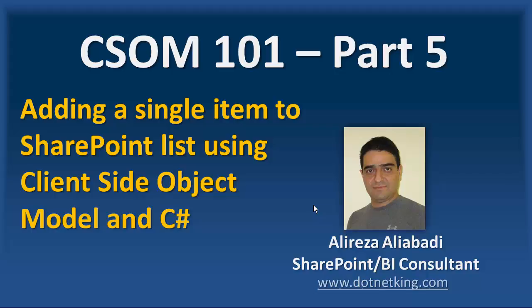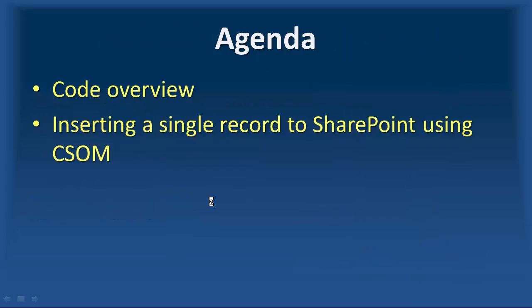From the CSOM 101 series, we are in part 5, and in this video I would like to show you how you can add a single item to a SharePoint list using client-side object model and C#. We start with a quick code review, and then we go through a demo of inserting a single record to a SharePoint using CSOM.